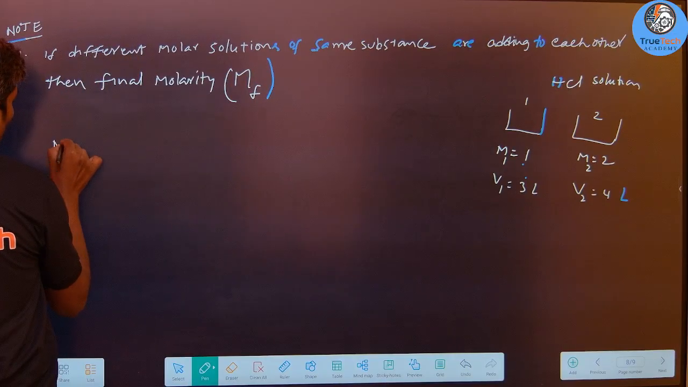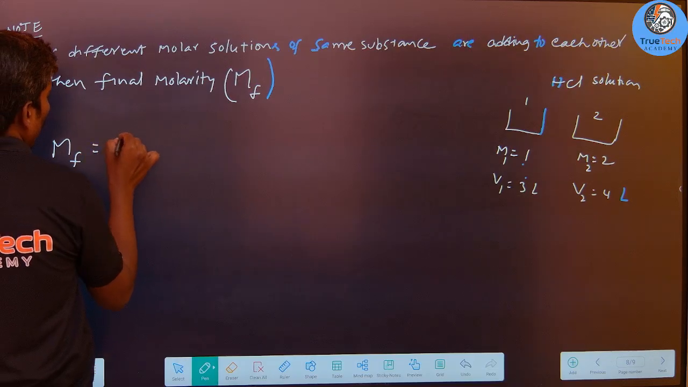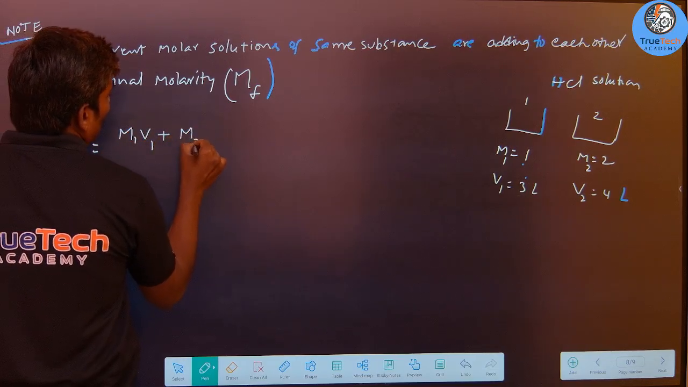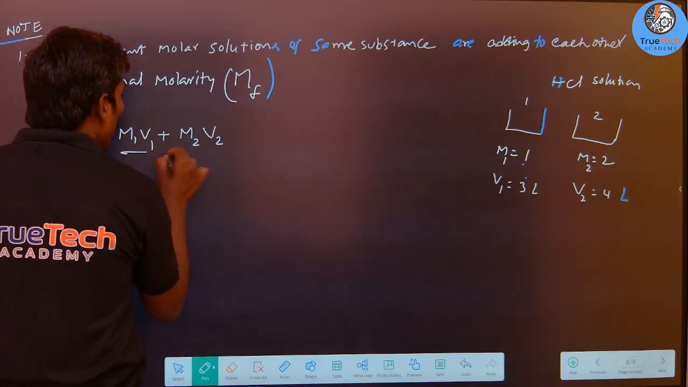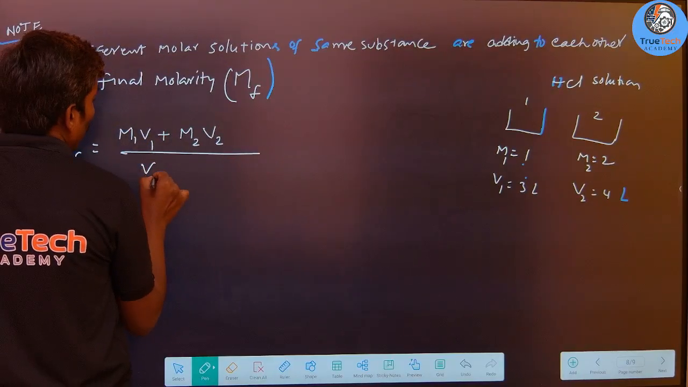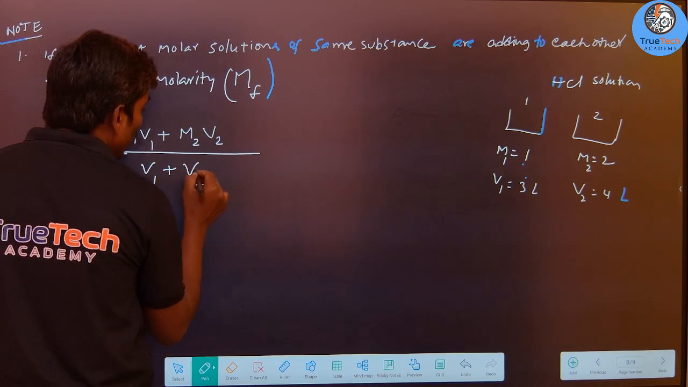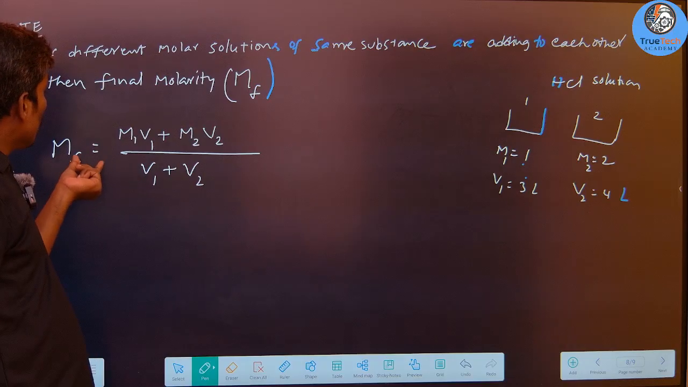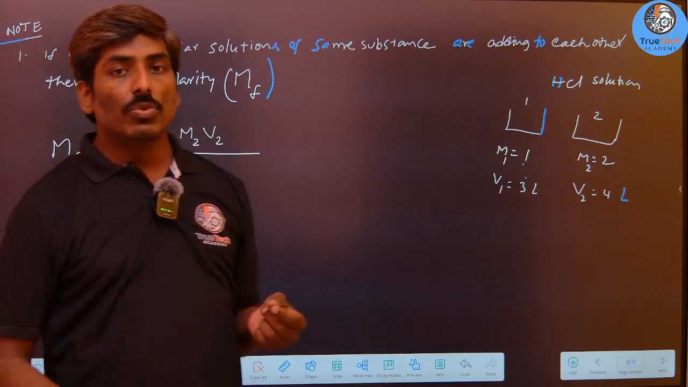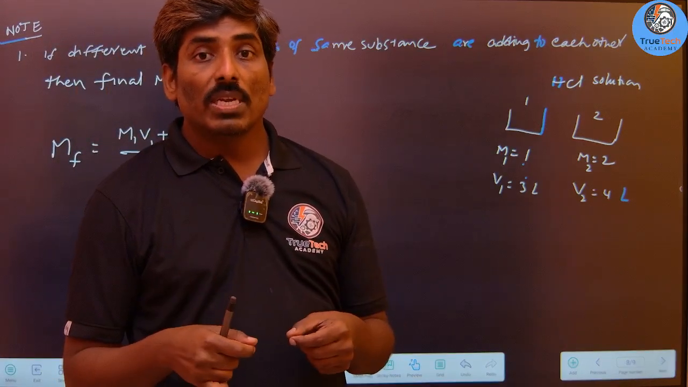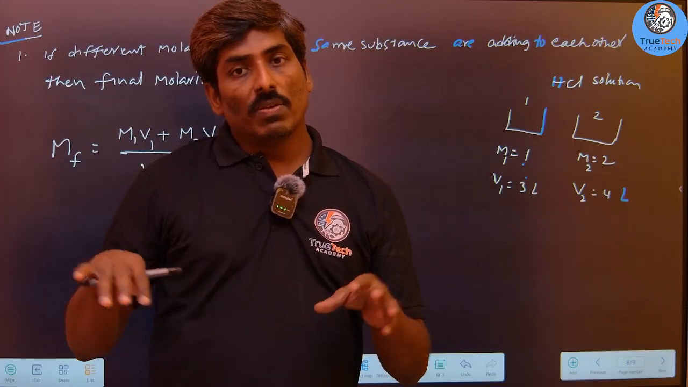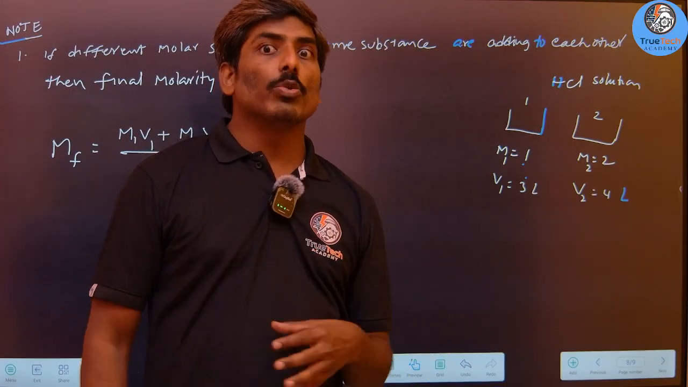Now the formula is MF equal to M1 V1 plus M2 V2 by V1 plus V2. So this is the formula. This formula is used when the same substance with different concentrations are mixing together.